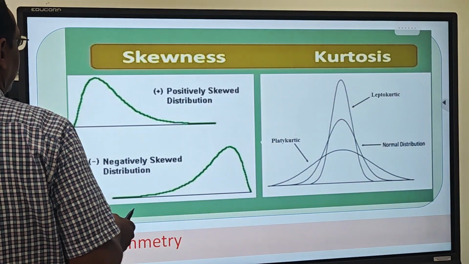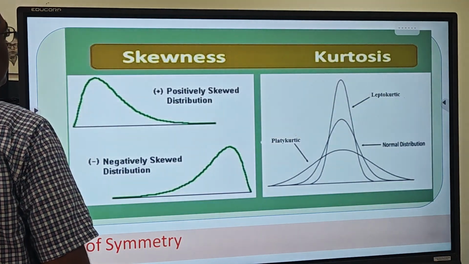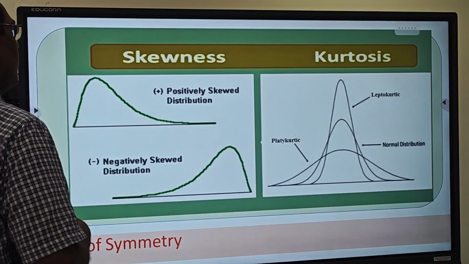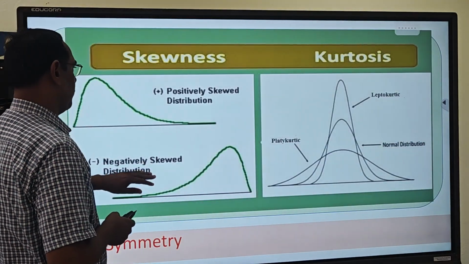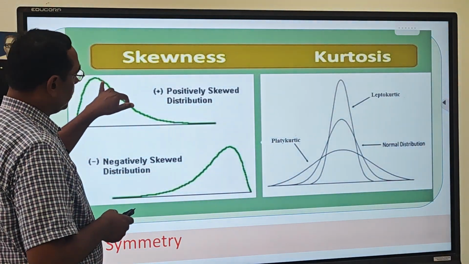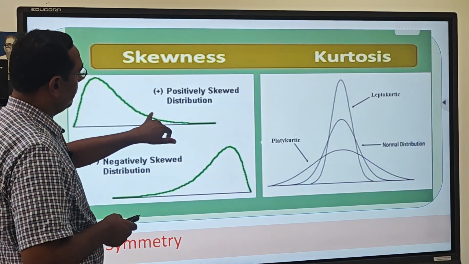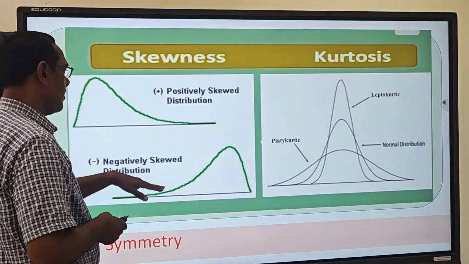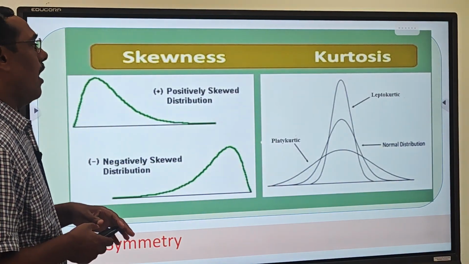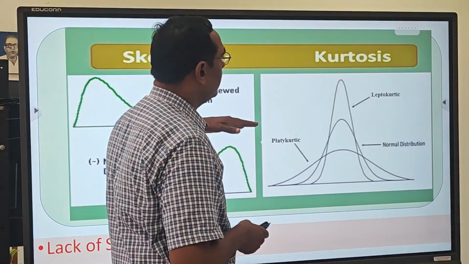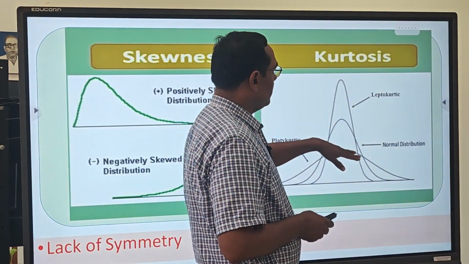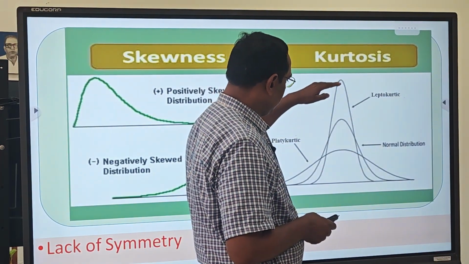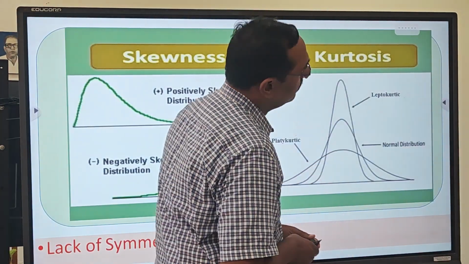See after the class. Skewness: data can be positively skewed or negatively skewed, otherwise right skew or left skew. If positively skewed, the skewness is on the right-hand side of the NPC. If the skewness is on the left-hand side of the NPC, it is negatively skewed. And sometimes the plateau can be high or low. If it is high, it is called leptokurtic, and if it is low, it is called platykurtic.